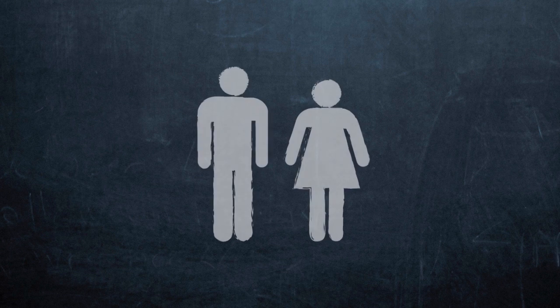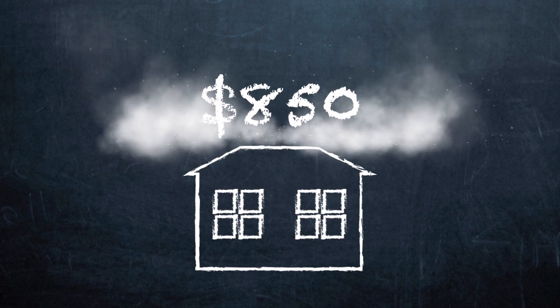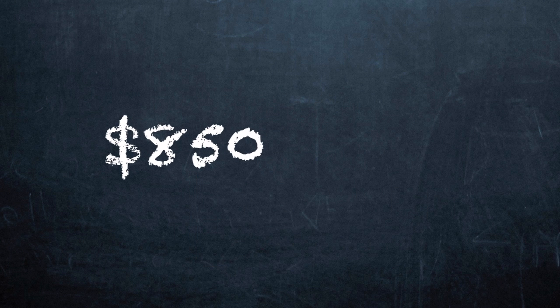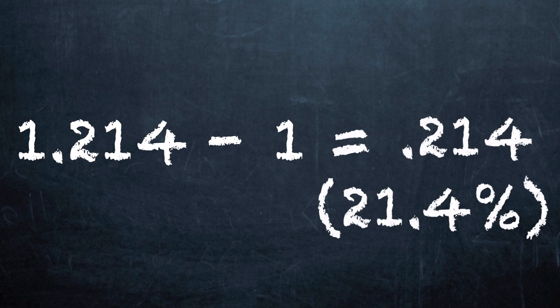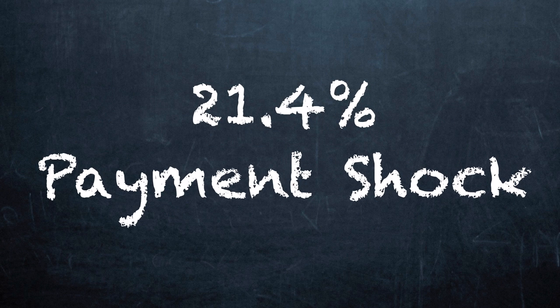Now let's take a look at another example to help illustrate. Mr. and Mrs. Smith have been renting for the past year, and the current monthly amount is $700. The home they have found will have a new total monthly housing expense of $850. Step 1. Take the new housing expense of $850. Divide by current rental payment of $700 equals 1.214. Then subtract 1, which leaves you with 0.214. 0.214 is the same as 21.4%, which would also be the number used for payment shock in this scenario.